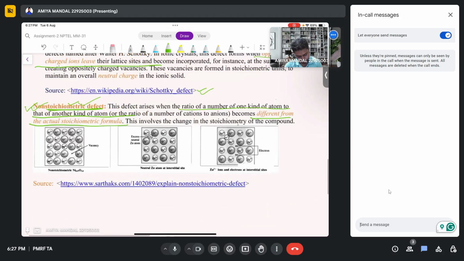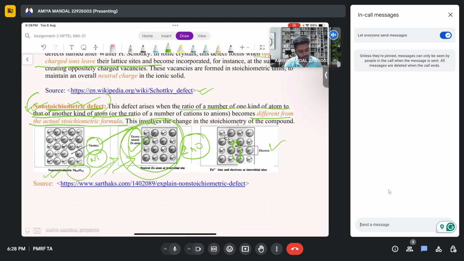You can see this is non-stoichiometric nickel oxide, where a vacancy has been formed here, meaning a nickel ion is missing there. Similarly, in zinc oxide, excess zinc ions have been placed here. So an ion can be missing or it can be in excess in the atomic crystal. Here you can see an electron has been placed. So an electron, any ion, or any vacancy, everything is responsible for non-stoichiometric defect.